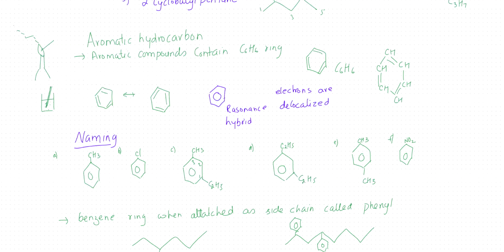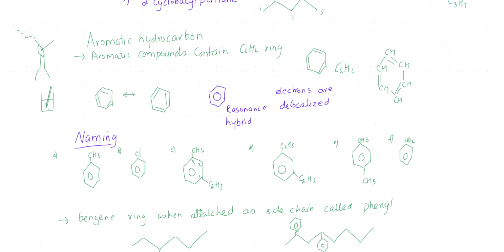Okay, how to name them? So benzene has the molecular formula C6H6. There are 6 carbons and 6 hydrogens. They are attached in a closed ring with alternate double and single bonds. So here is a double bond, next is a single bond, then a double bond, then a single bond and a double bond. So there are 3 alternate double and single bonds. And these two structures are resonating structures, they are interchanging.